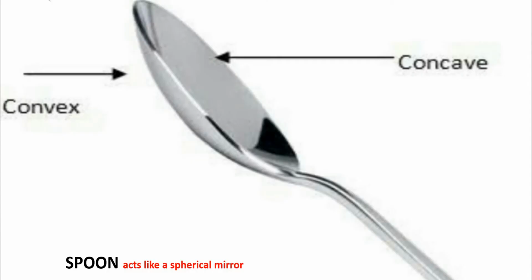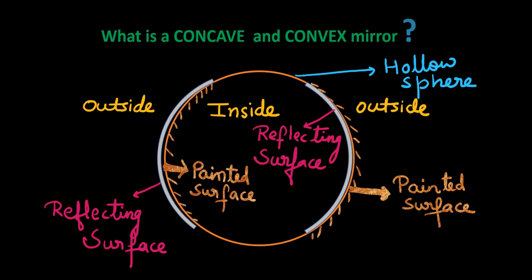In eating spoons, the eating part is concave shaped and it forms images the way a concave mirror forms, and the reverse part is convex shaped and it forms images the way a convex mirror forms. Concave and convex mirrors are parts of a hollow sphere.